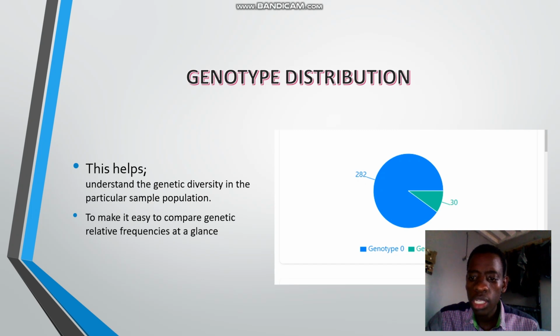This helps us to understand the genetic diversity in our sample population. It also makes it easy to compare the genetic relative frequencies.